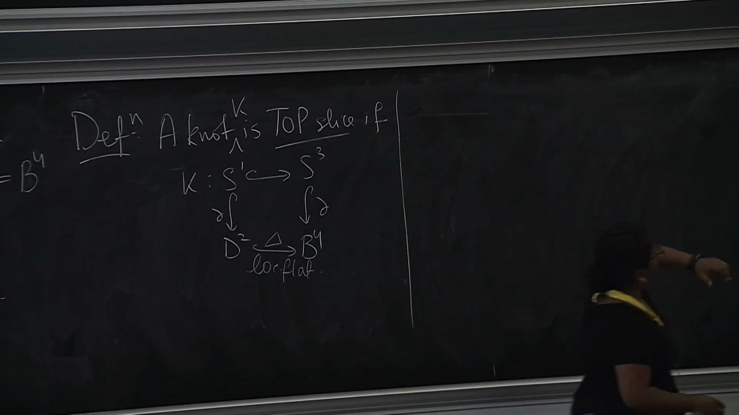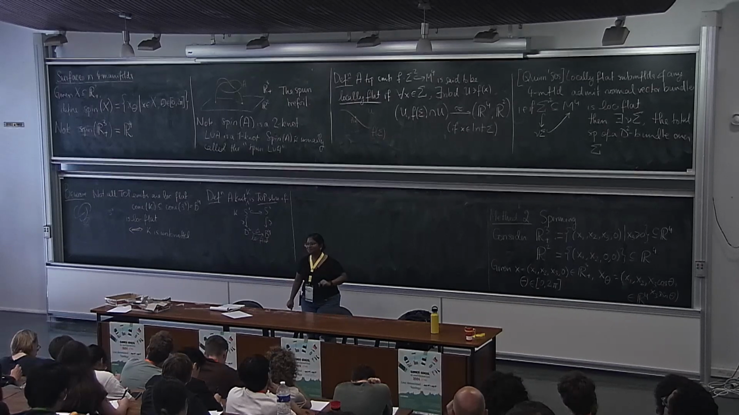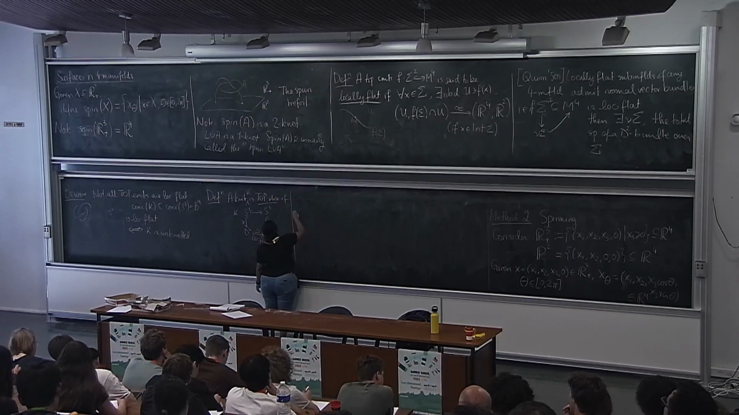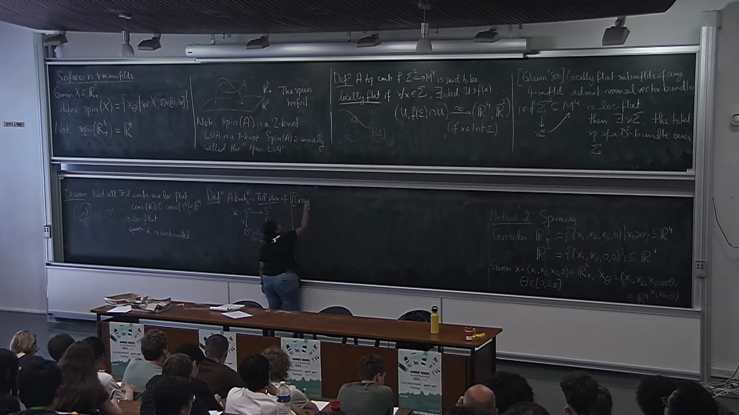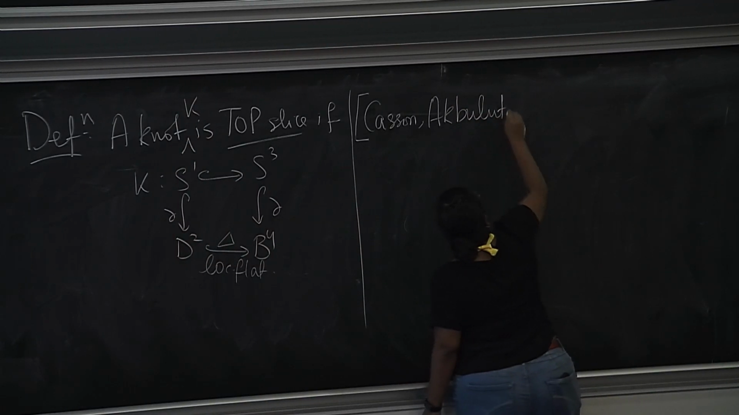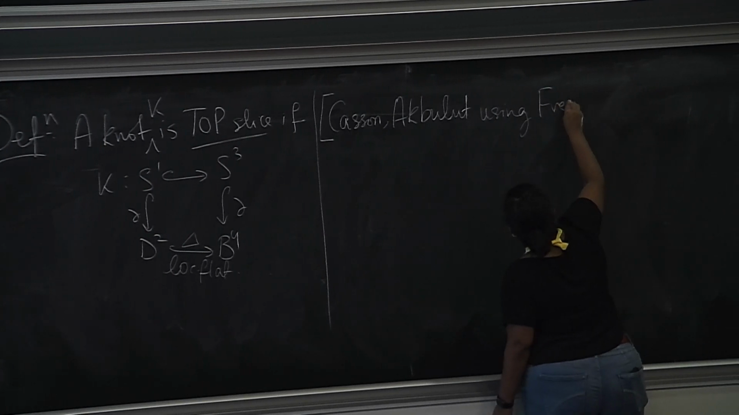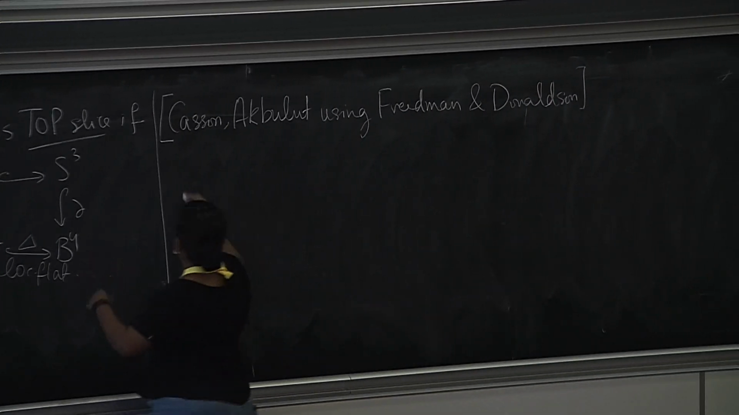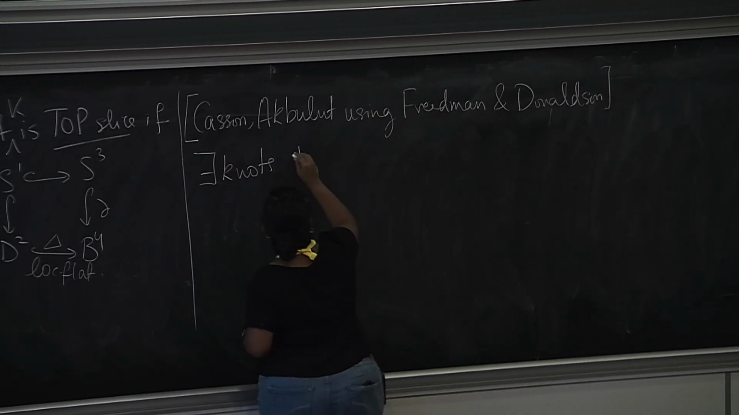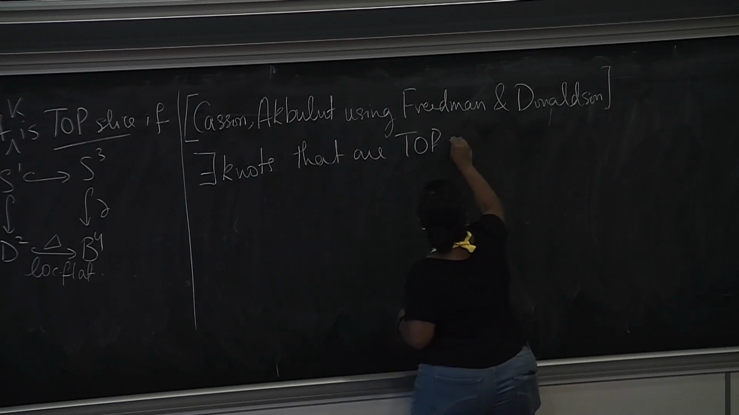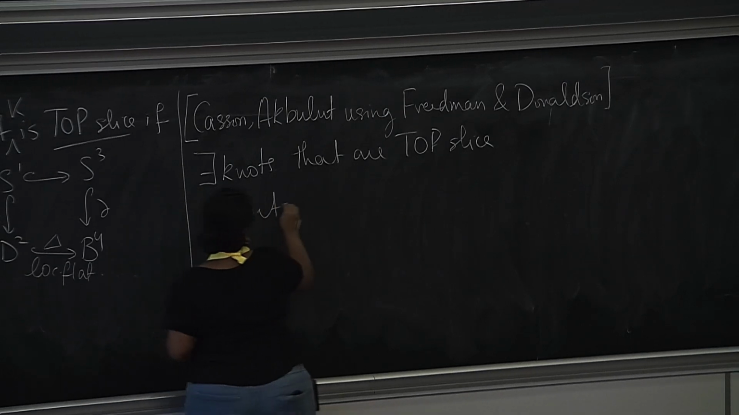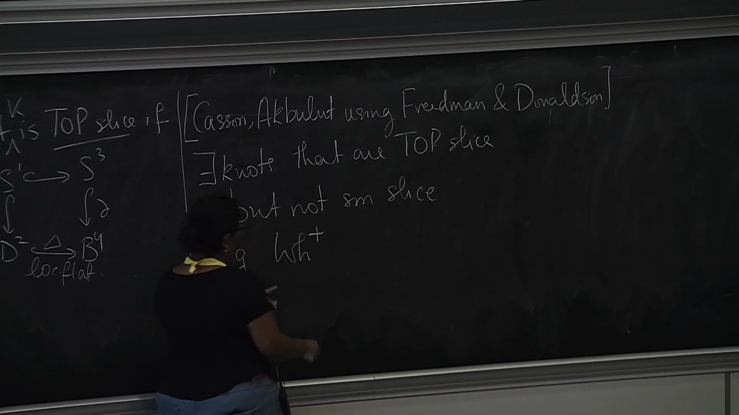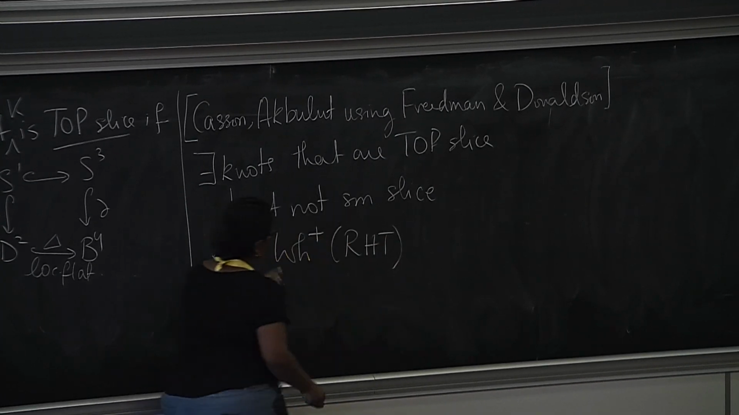And I mentioned earlier that not all topological embeddings are locally flat, but smooth embeddings are. And one nice way to see this is a fact that was first observed by Casson and Freedman, using results of Freedman and Quinn, and Donaldson. There exist knots that are topologically slice, but not smoothly slice. For example, the positive Whitehead double of the right-handed trefoil. I'll talk more about this tomorrow.